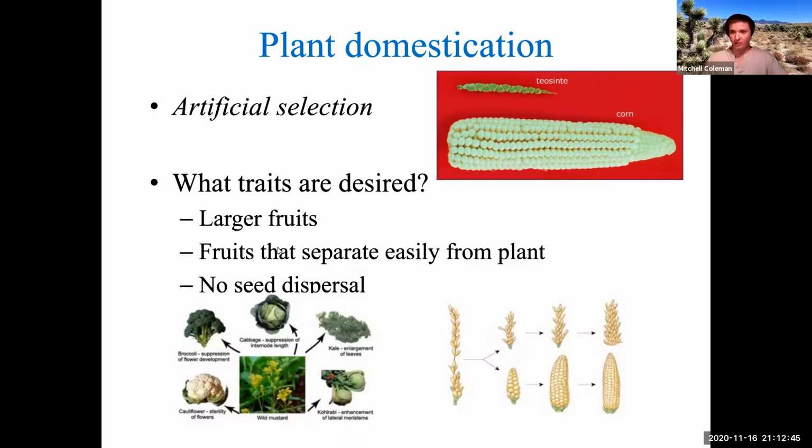And so what are the things that early peoples were looking for? Well, if you're thinking about survival, larger fruit is clearly better than smaller fruit, because larger fruit means more calories, means a better chance of survival. Fruits that easily separate from the plant is another trait that people selected for. They're easier to harvest, so not as laborious. Plants whose seeds don't disperse randomly and blow away in the wind, so you can collect the seeds and grow them for the next year. These are just some broad examples of types of traits that people would select for as they artificially selected for things.